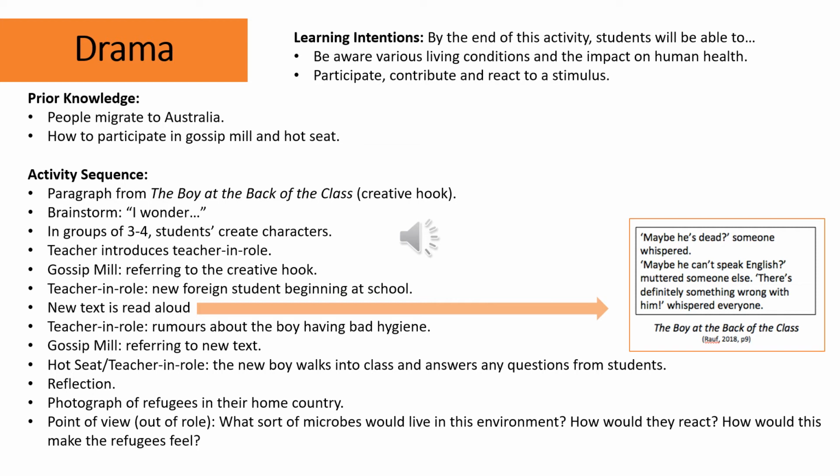Then they would reflect and talk about how they felt once they learnt about the new boy and where he came from and maybe why he had that bad hygiene, before showing the students a photo of refugees in their actual home country. And then they would talk about the different points of view. So what sort of microbes would be living in that certain environment, depending on his hygiene, how would they react, and how would this make the refugees feel? So would they feel gross because they've got a lot of microbes in their environment because it's unhygienic, and how they might feel emotionally as well.